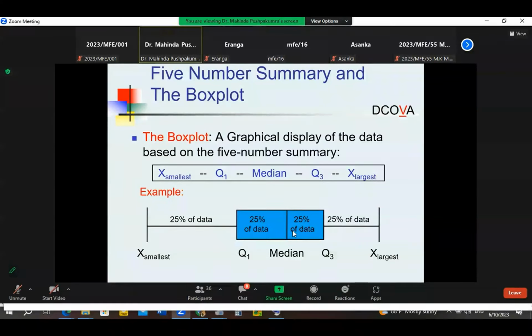Left. Yes, left skewed. Why do you call it left skewed? You can see the difference between smallest and Q1 is higher than largest minus Q3, and median to Q1 is greater than median to Q3. The distribution is something like this, left skewed. The tail is on the left side. How can you identify it? Now you can see the tail is on this side. Compare these two. Left skewed.